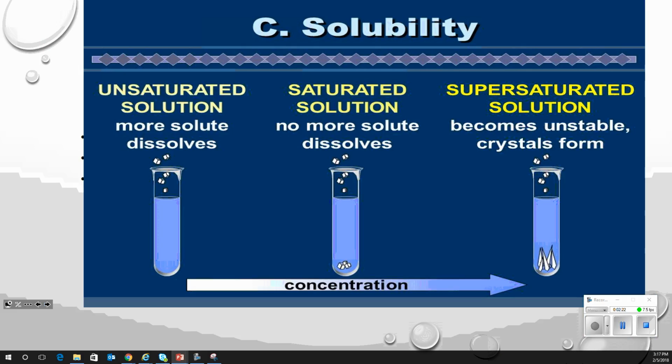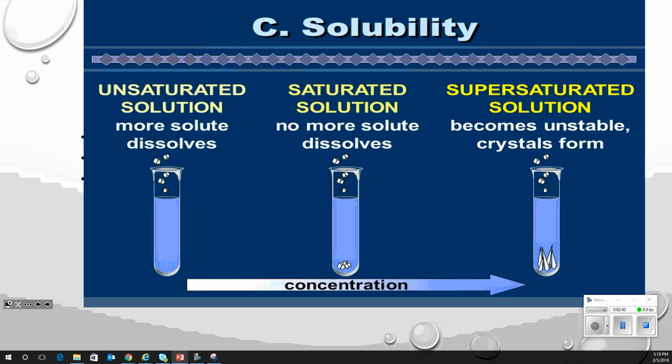As we look at a solution, we go from unsaturated, meaning I can put more stuff into it, more stuff will dissolve, to saturated, meaning that's as much as I can dissolve in at that temperature. If I keep putting stuff in, it's just going to fall to the bottom. To what we call supersaturated.